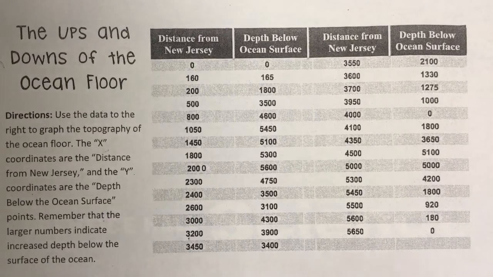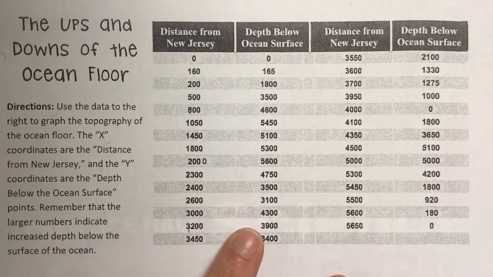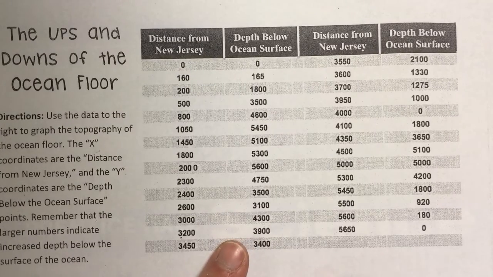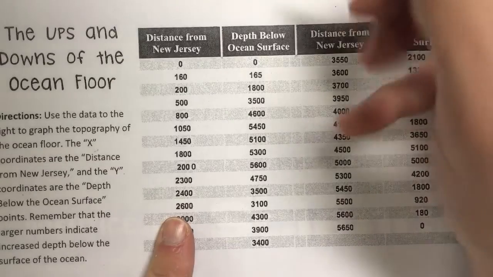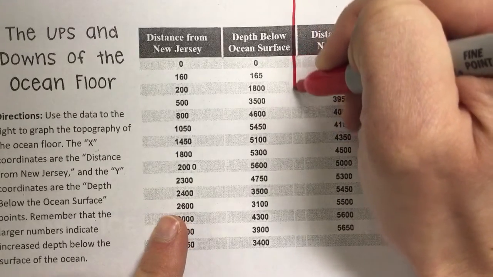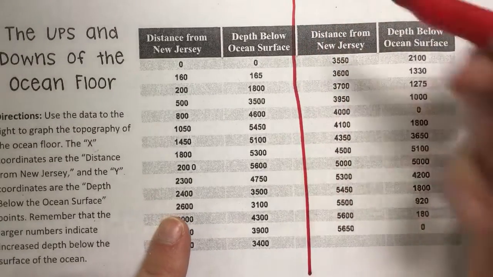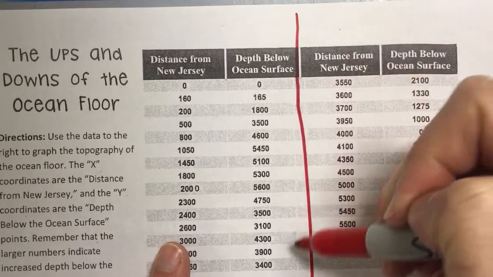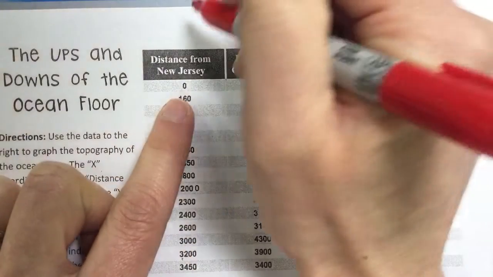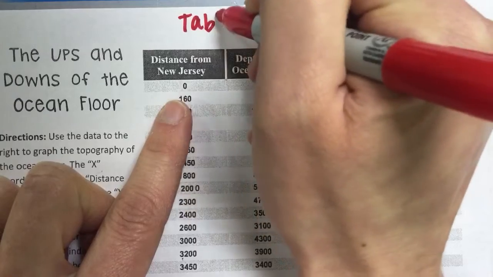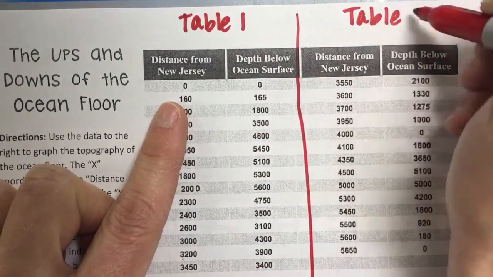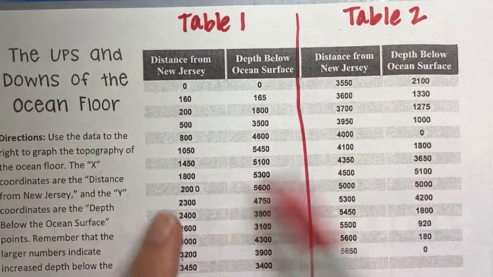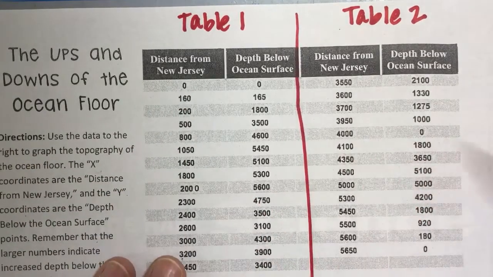So the first thing about this chart is that this is actually one table, but it's kind of a continuation. So I'm going to make that real obvious for everybody. If you draw a line down the middle there, I'm going to call this table 1, and this is going to be table 2, and just know that you have to graph both tables, okay?